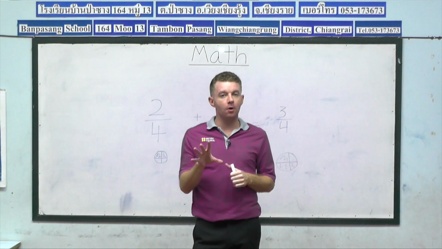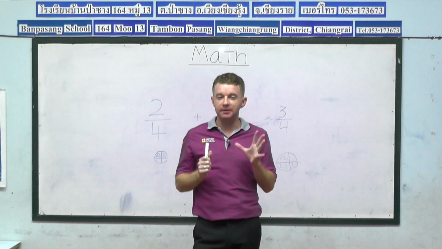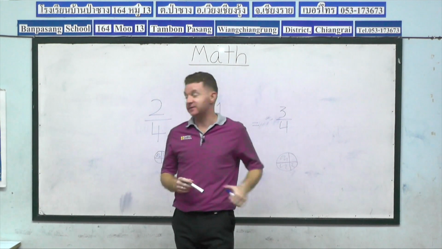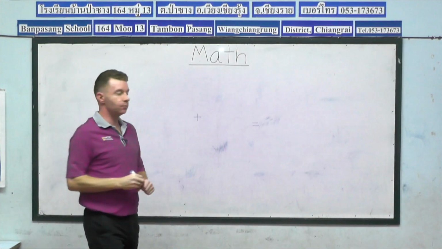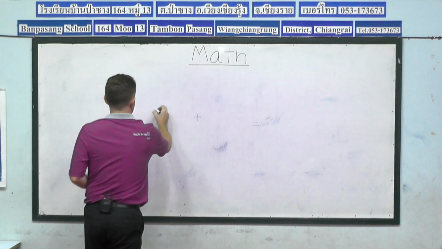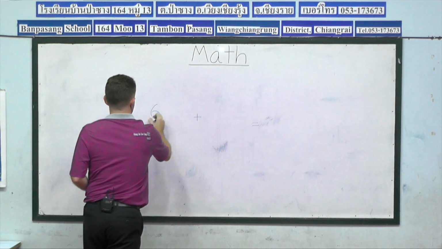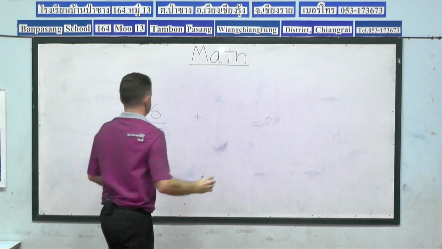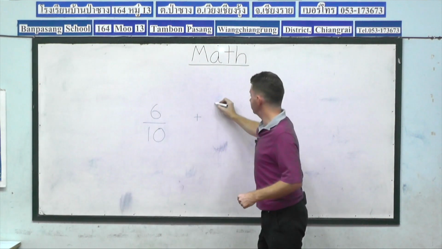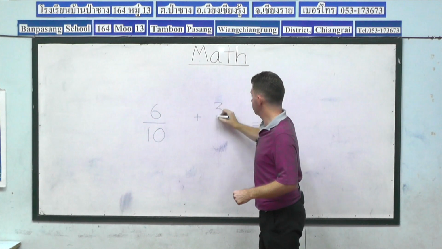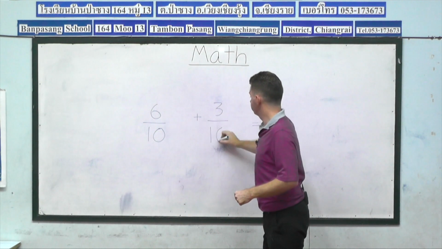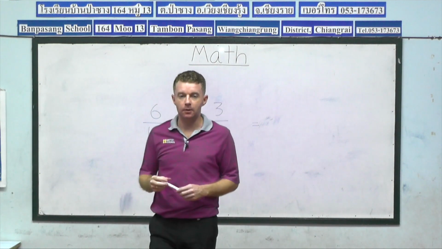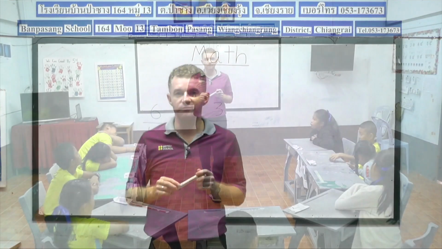Okay, let's do some more, but now let's start raising the numbers, make them a little bit harder, but not too hard so that our students can't understand. Okay, so this time we will use 6 over 10 plus 3 over 10. Okay? So now let's see who can answer this problem for us.